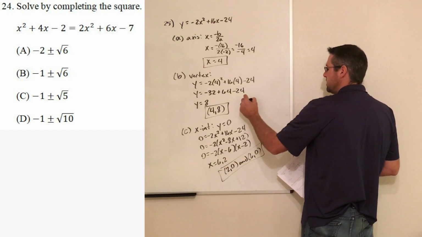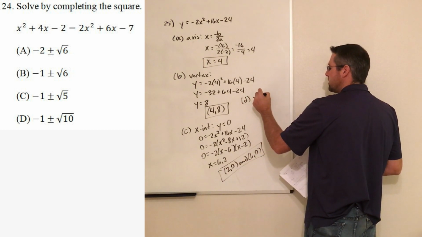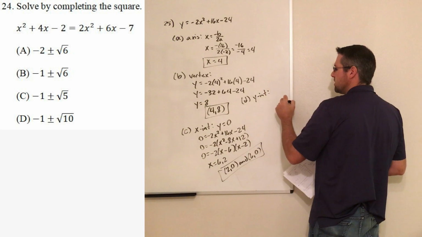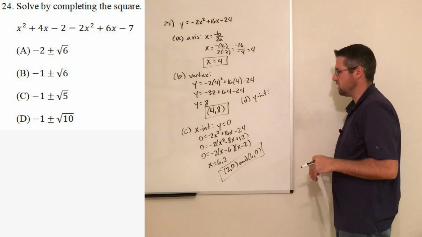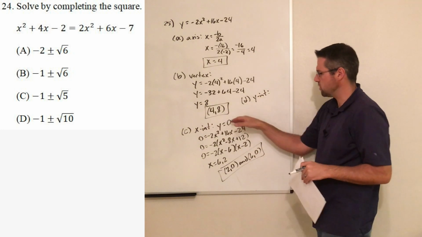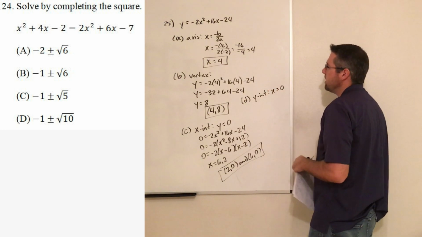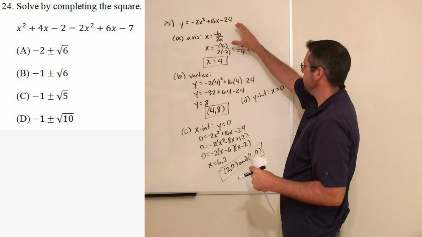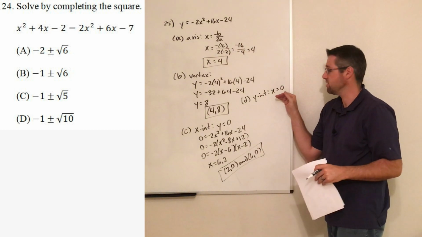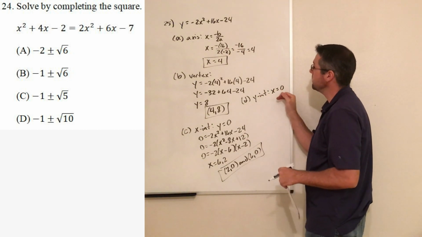And then D is pretty easy. It's asking for the y-intercept. Now remember, the y-intercept is exactly the opposite of the x-intercept. If the x-intercept is when y equals 0, then the y-intercept is when x equals 0. Now we already know what the y-intercept is by looking at it, but we want to make sure we understand this. The y-intercept is when x equals 0.